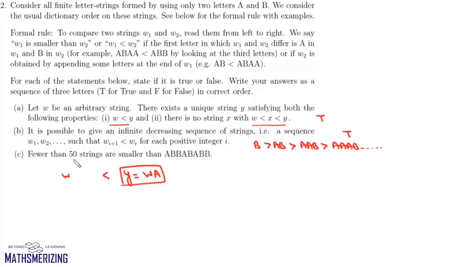Now the third part is, fewer than 50 strings are smaller than ABBABABB. Now this is not true. We can have infinitely many strings formed from A, and all those strings will be smaller than this given string. So if we choose these strings as A, AA, AAA, and so on, there will be infinitely many such strings. That means the third is obviously false. So the answer to this is true, true, and false.